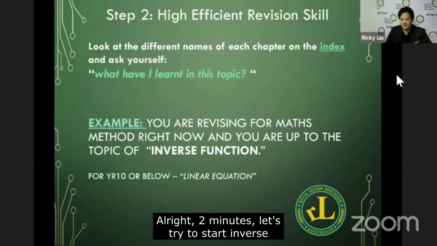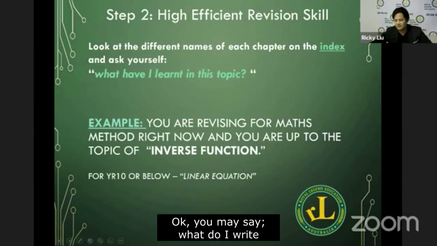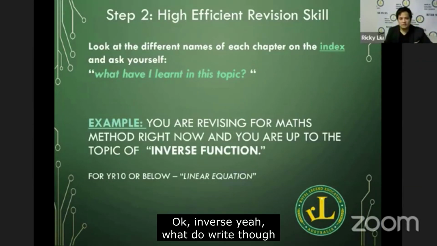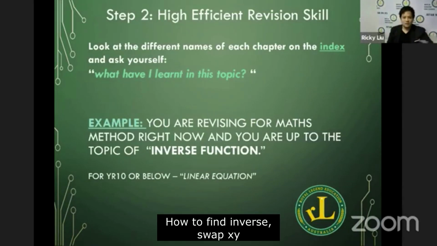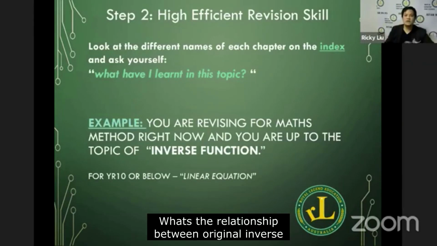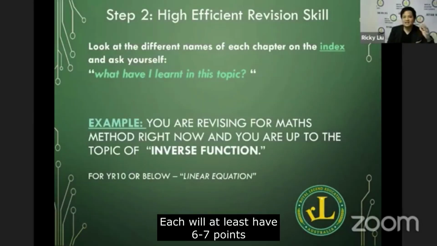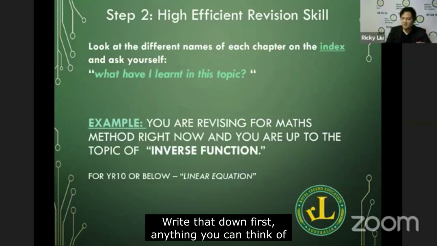Let's try to start with inverse. If you're year 10 or below, you can start with linear. Okay, you may ask, what do I write? Okay, inverse, yeah, what do I write though? Just anything about inverse. For example, how to find the inverse, swap x and y. Yeah, write it down, swap x and y. And what's the relationship between the original and the inverse? How to find the domain of the inverse, yeah? Those kinds of things. You should have at least 6 or 7 points. Write that down first. Anything you can think of.